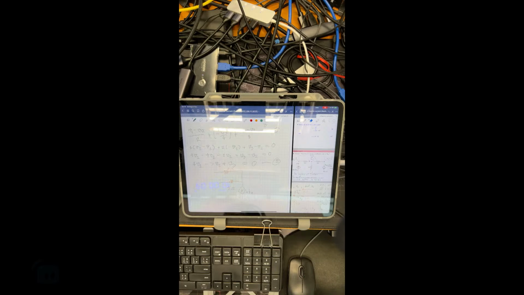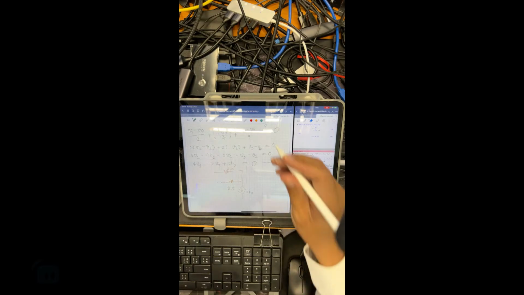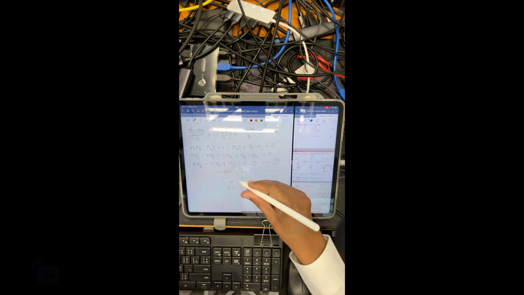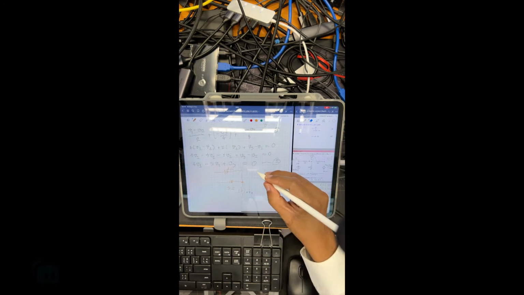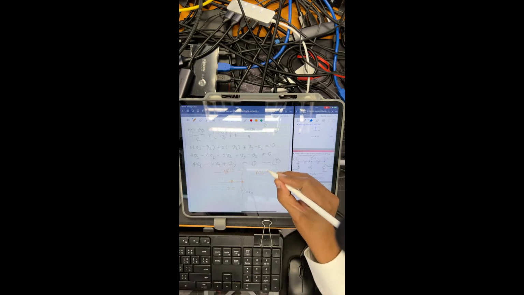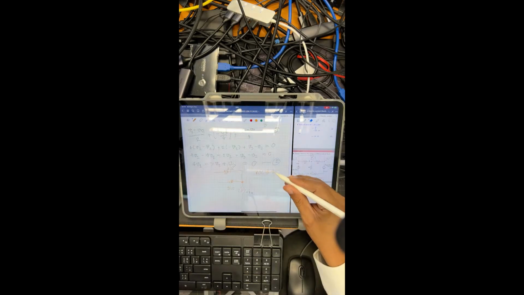Now it's time to again assign the current direction and current names to all these 3 branches. We have 3 branches. We're going to consider KCL at the third node, node number 3.